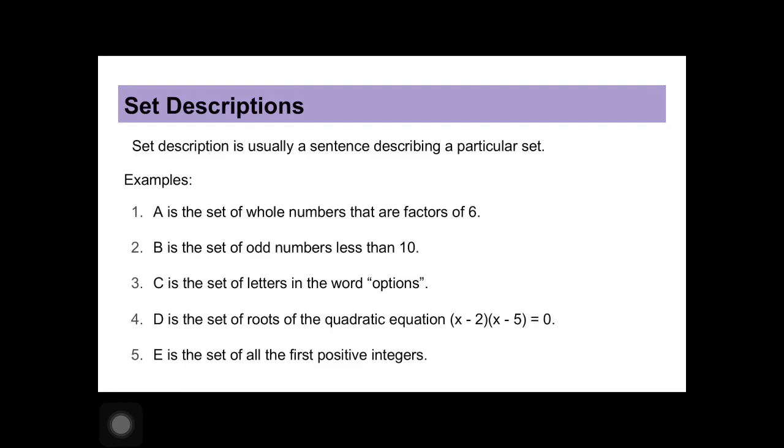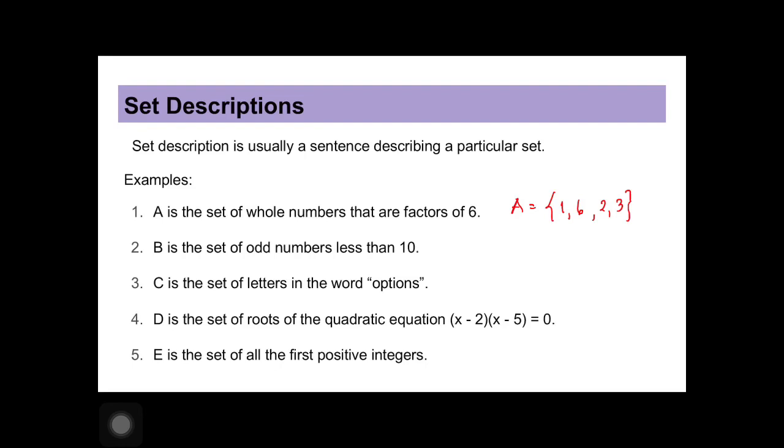Now, in number 1, this is the set of whole numbers that are factors of 6. So letter A would be equal to, the factors of 6 are, what does it mean? Those are two numbers that when you multiply, give you 6. The product is 6. So that would be 1 and 6 and 2 and 3. When you multiply 1 times 6 gives you 6. 2 times 3 gives you 6.